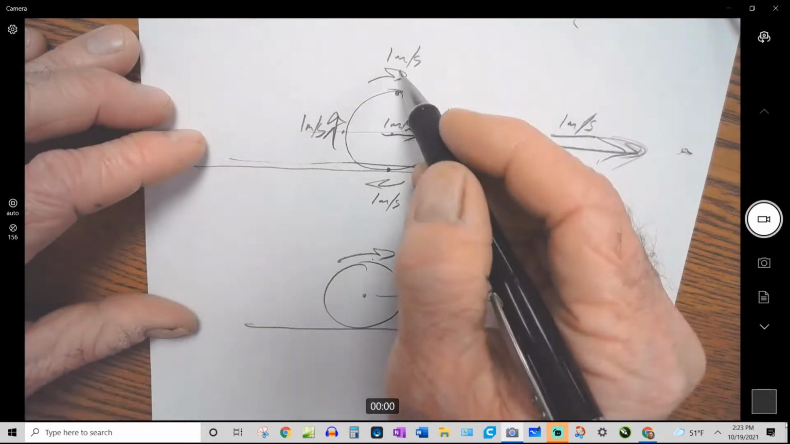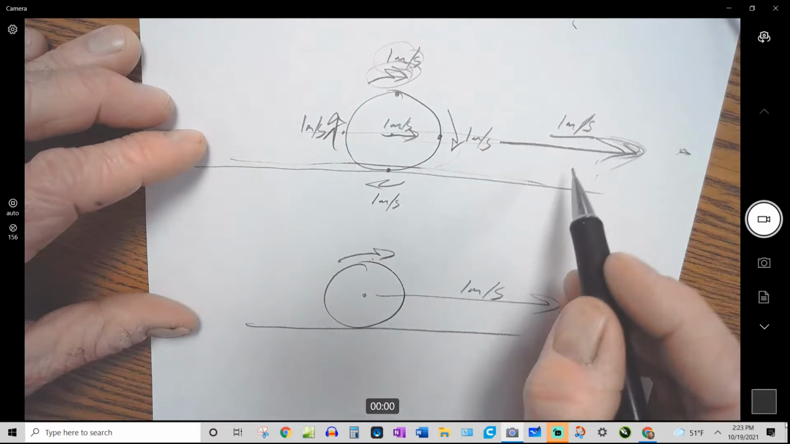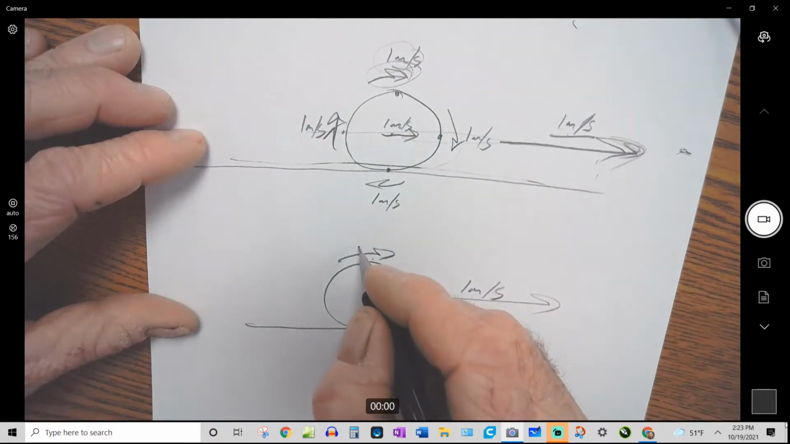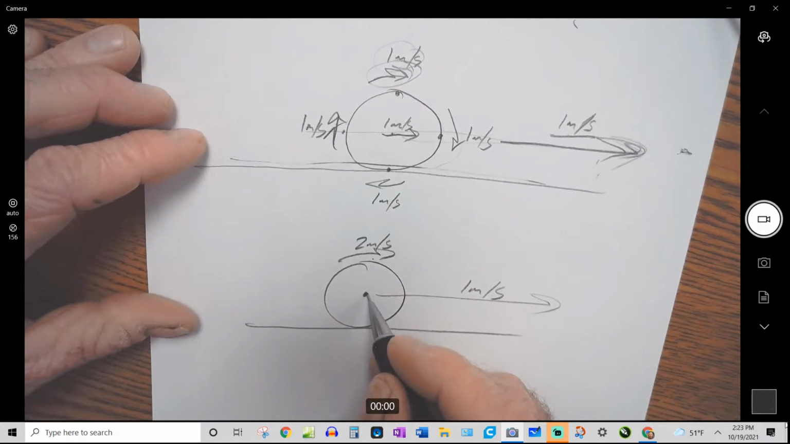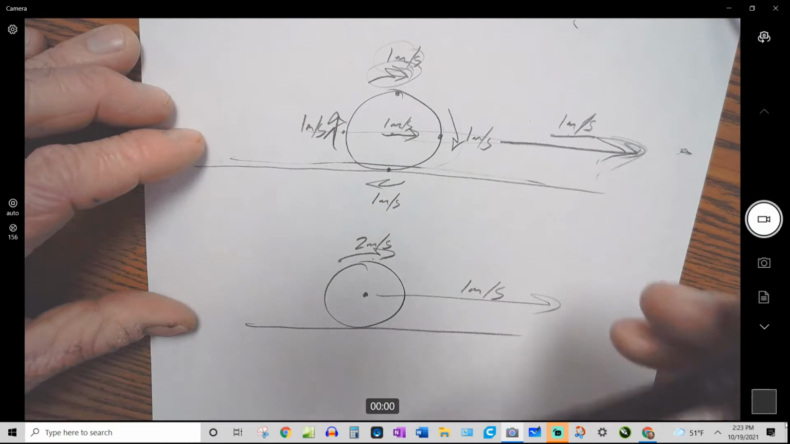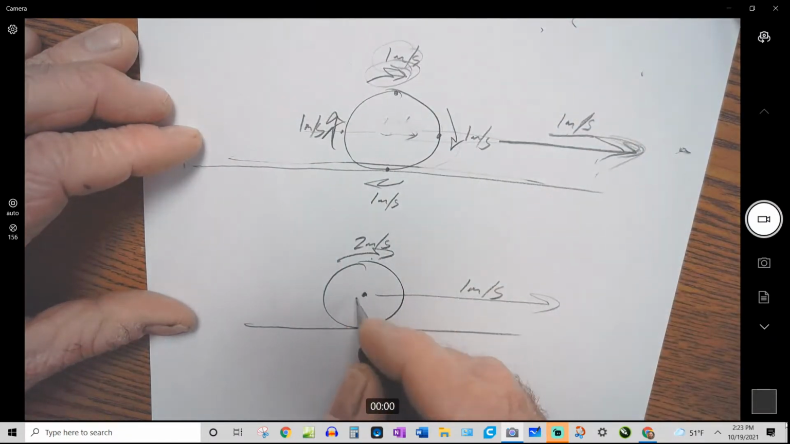2 meters per second, because not only is it rotating to the right at 1 meter per second, but the whole thing's moving to the right at 1 meter per second, so the top is going 2 meters per second. How fast is it going right here? 1 meter per second. And let me get rid of that, because that's not part of the rotation. Here it would be going 1 meter per second.